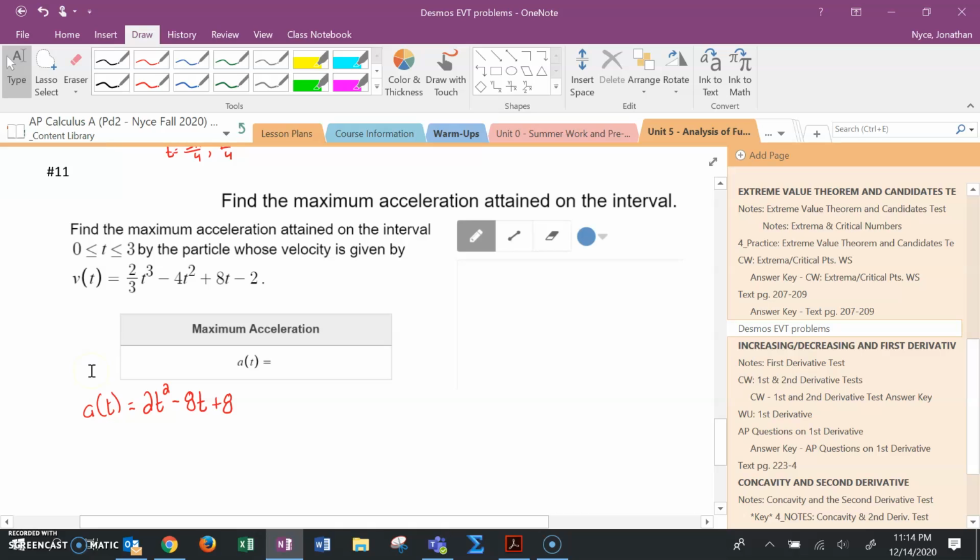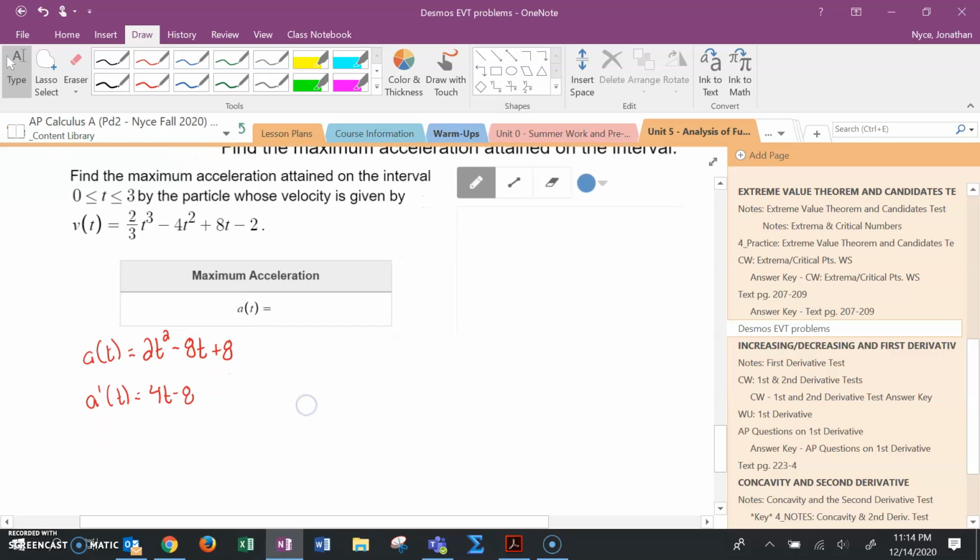So again, maximum is going to occur at endpoints or at critical numbers. So we want to find the critical numbers of the acceleration function. So we're going to find the derivative of acceleration and find out when that derivative is equal to 0, and that happens at t equals 2. So maximum acceleration occurs at either one of the endpoints, 0 or 3, or at a critical number, in this case 2. So we want to find acceleration at each of those values.